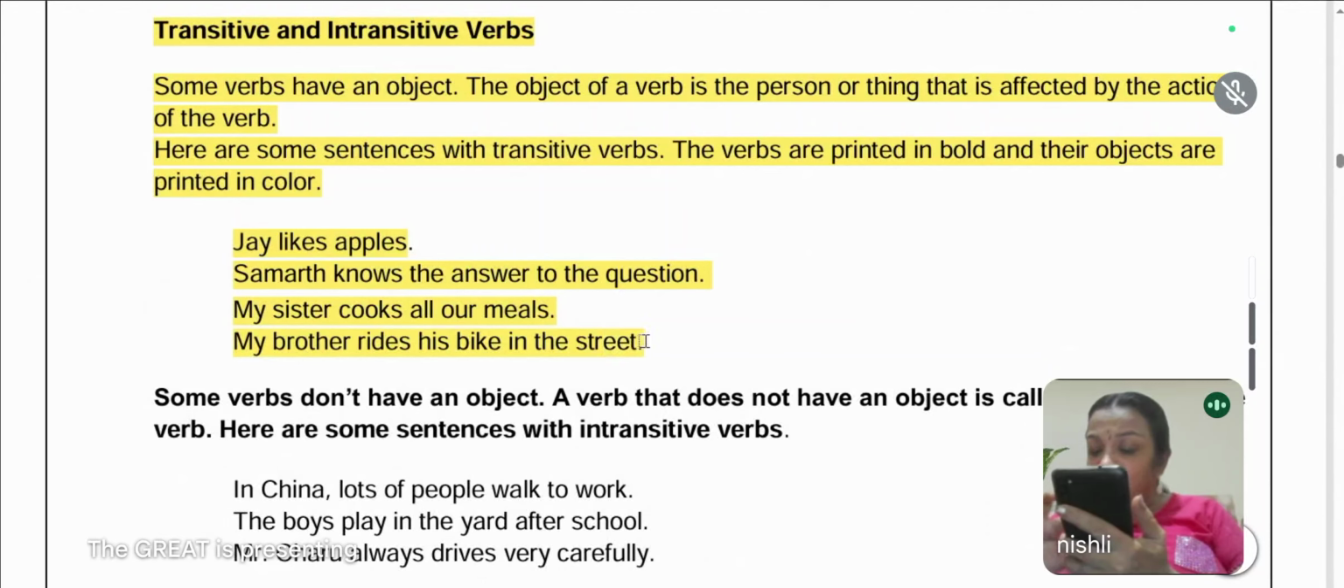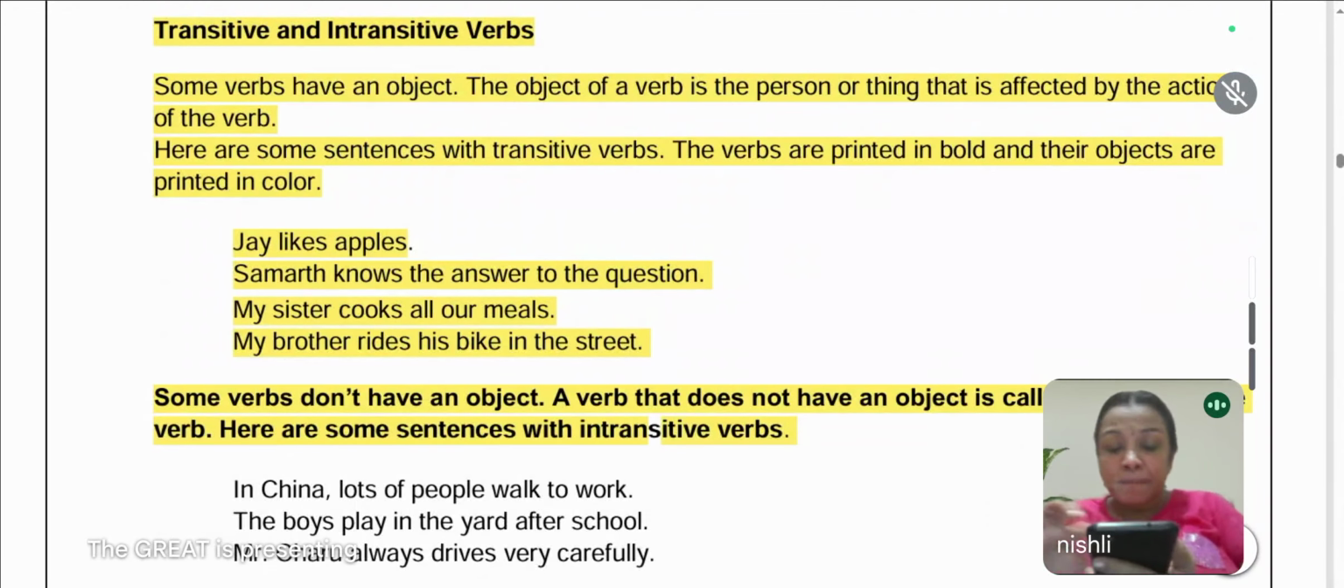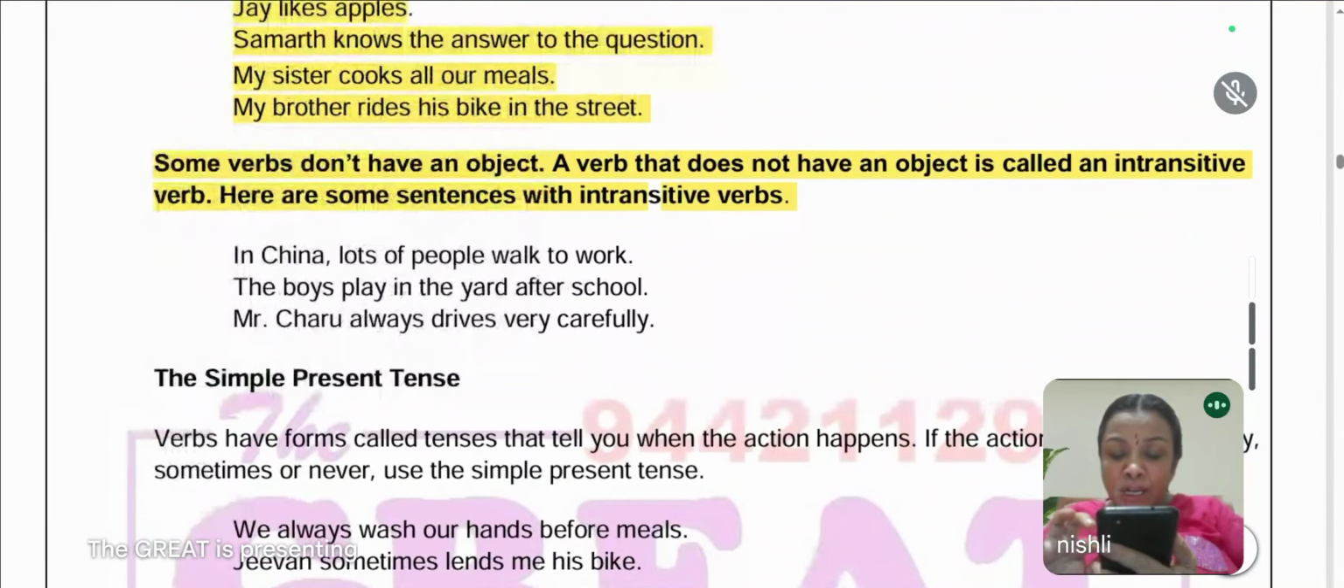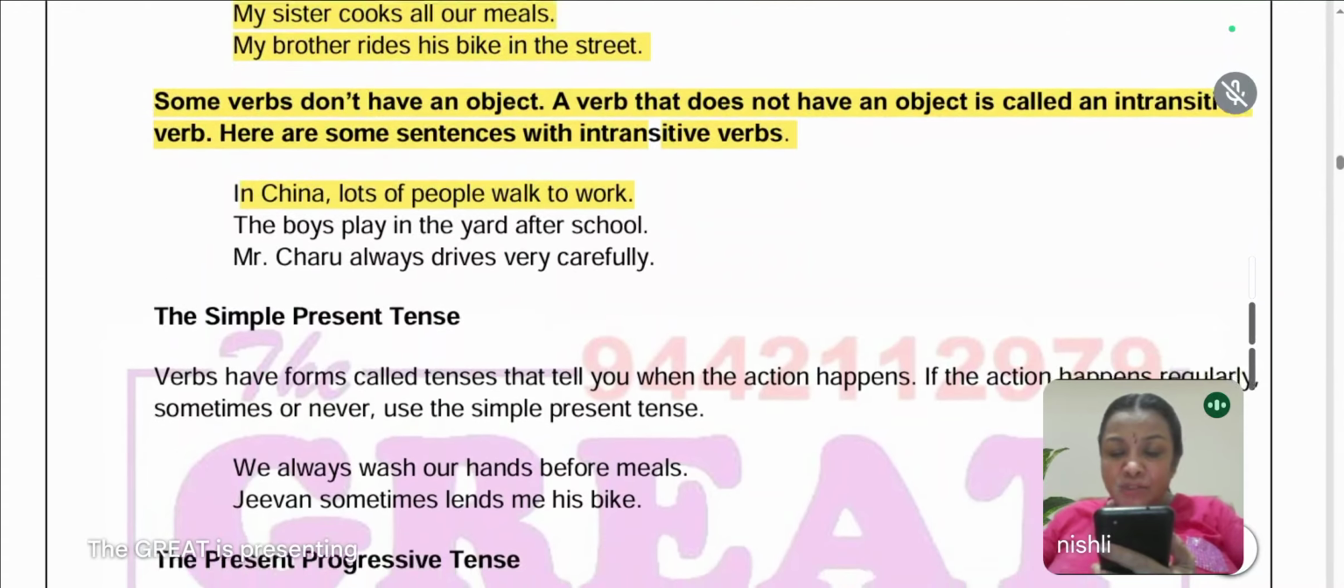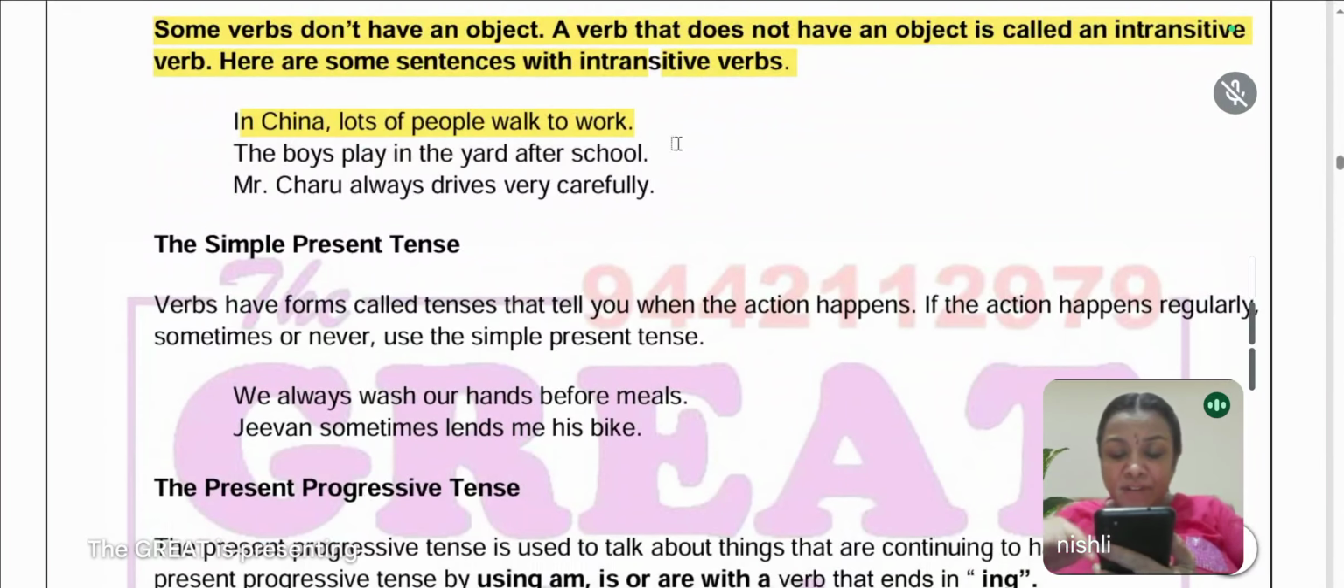So some verbs don't have an object. As you can see, they don't have an object. A verb that does not have an object is called an intransitive verb. That is the example which is given here. In China, lots of people walk to work, but there's no object there.